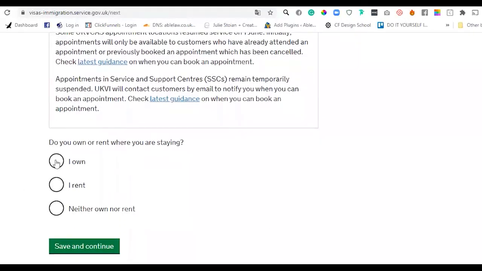If you own it, then you will need to show that you have your mortgage. If you're renting it, then you need to show you have a tenancy agreement. If you are just living with family and friends, then you put neither own nor rent. So I'm going to tick that one and see where that takes me. So, neither own or rent.